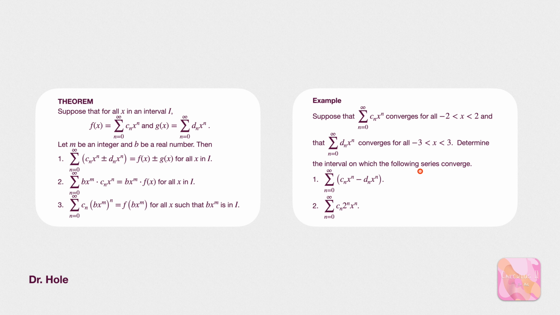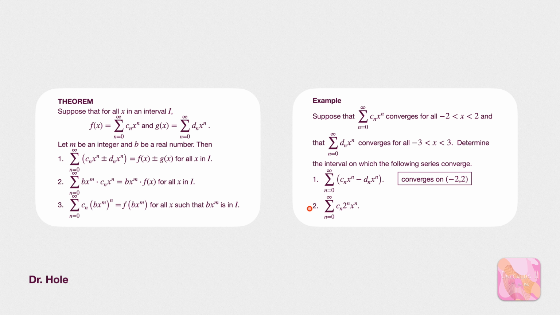But the question is, where is this valid? And it's valid over I. So that means that I, capital I, must apply to both the f and the g. Well, the f has an interval negative 2 to 2, whereas the g has an interval, negative 3 to 3. You take the intersection of those two, in other words, you take the smaller of these two, such that they overlap, and negative 2 to 2 is contained within negative 3 to 3. Thus, the first one converges on negative 2 to 2. All right, pretty straightforward.